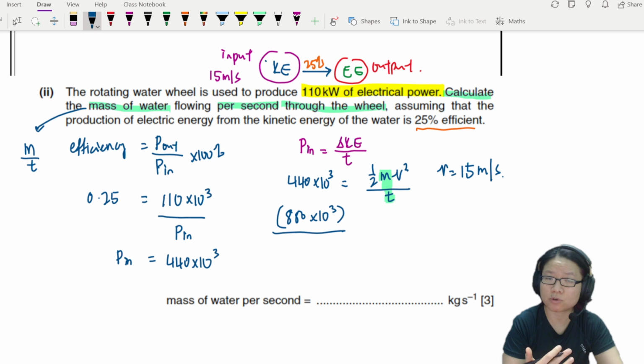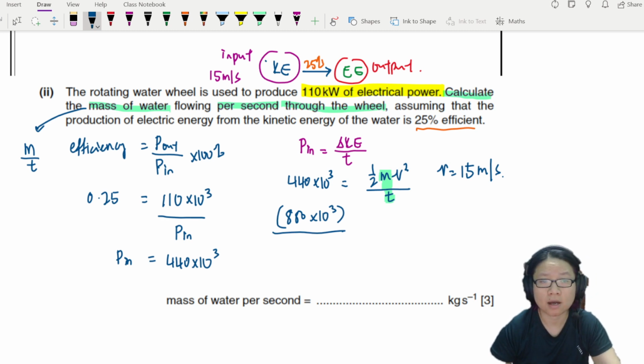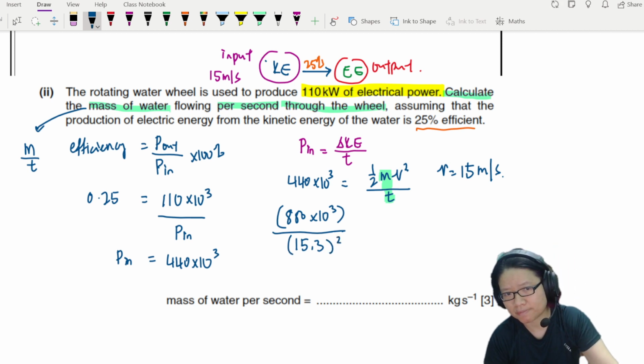You want to use 15 also can. You want to use 15.3 also can. I'm going to stick to 15.3 because it's more accurate. Slightly more accurate. Squared. All right.